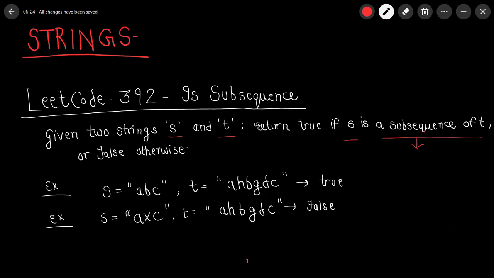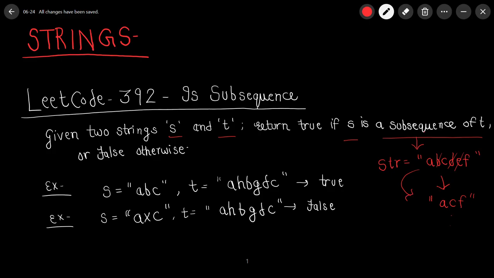A subsequence is nothing but a new string that can be derived from an original string by deleting some of its characters. Suppose we have a string A, B, C, D, E, F, and we choose to delete, say, B, D, and E. So we are left with A, C, and F. This becomes a subsequence of our original string.